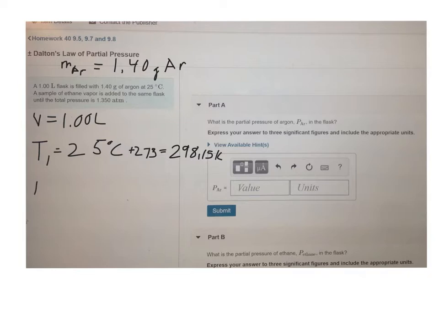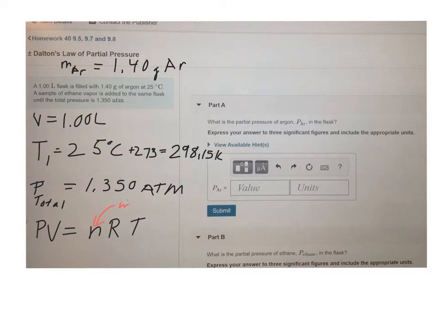And then a total pressure, and note that this is the total pressure, 1.350 atm. Well, I have no idea how to solve this problem, but I've noticed they've given me one volume, one temperature, and one pressure. So the only thing I know how to do with one of everything is go to PV = nRT, where I have enough information to figure out the number of moles total. So let's go ahead and solve for n, the total number of moles.